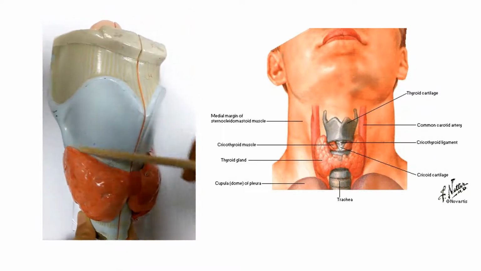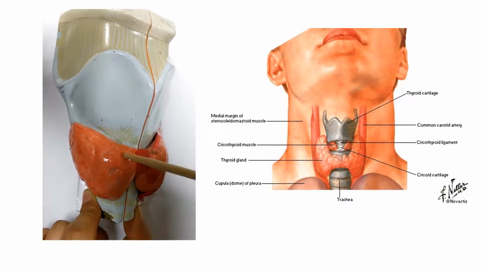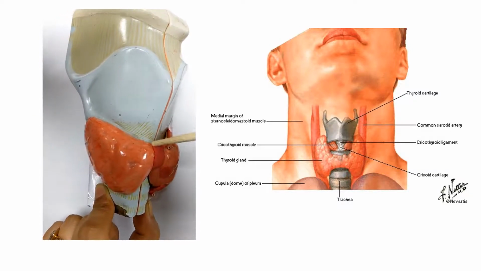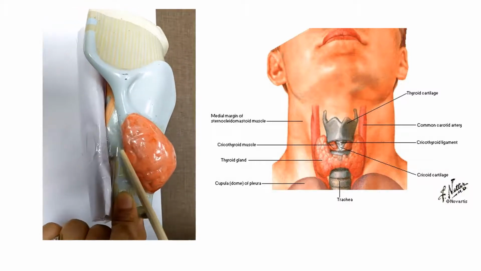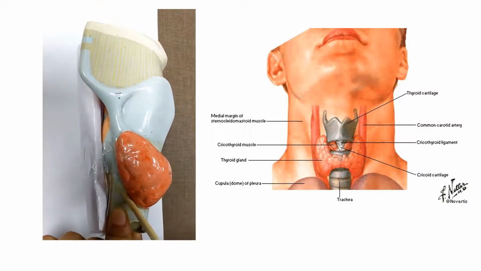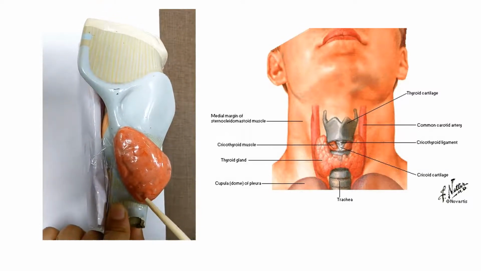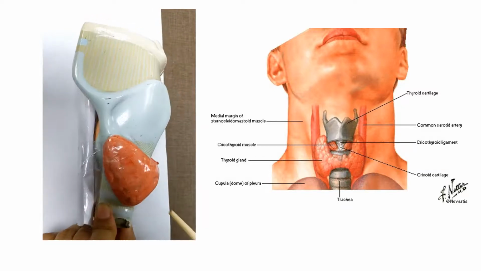There is a border. This border is the anterior border which separates the anterior lateral surface from the medial surface, and this is the posterior border which separates this posterior lateral surface from the medial surface. There is no differentiating border between the anterior lateral and the posterior lateral surface.